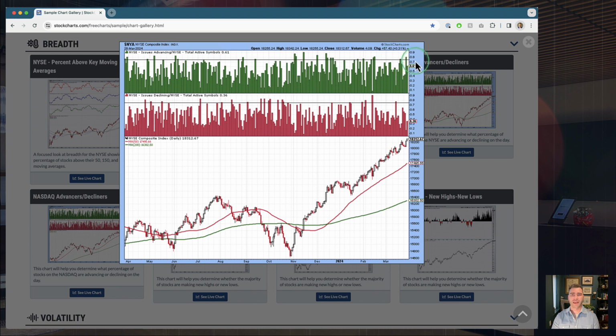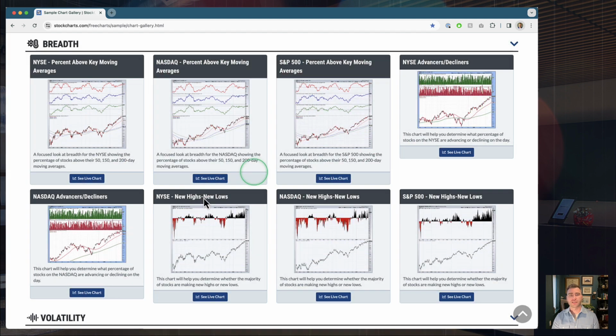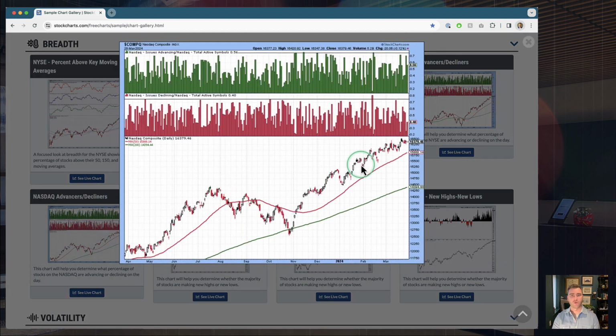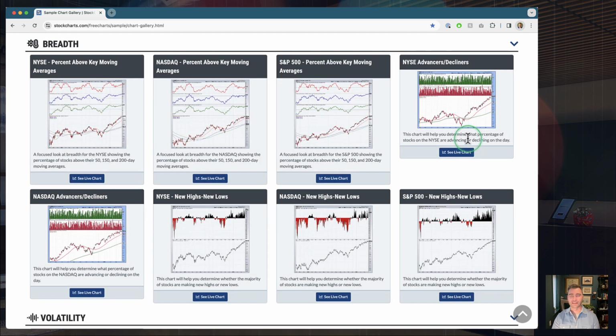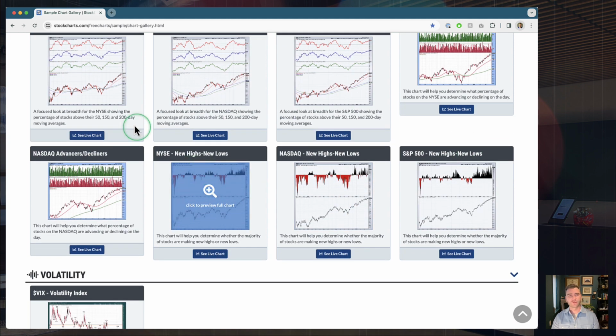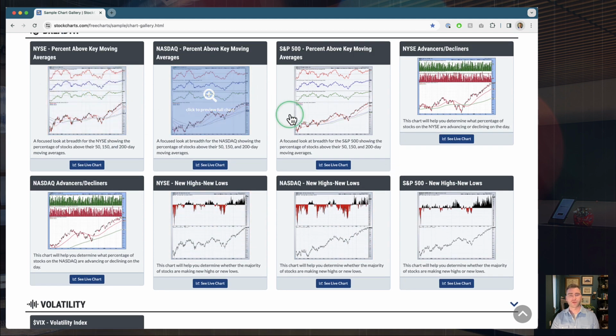So again, advancers up top in green, and we've got decliners down at the second panel in red for the NYSE, and we've got the same thing here for the NASDAQ, exact same chart. I love to look at those on a daily basis, find them very, very helpful for understanding what's happening from day to day.